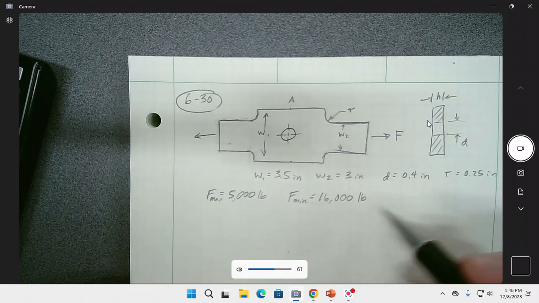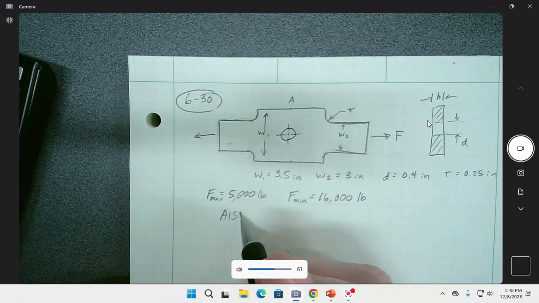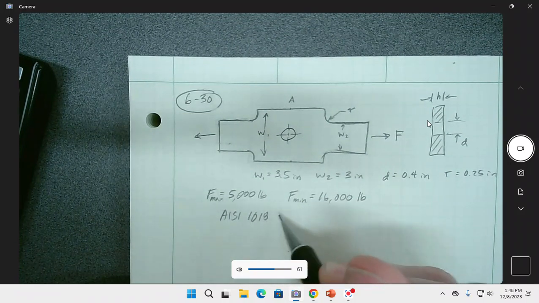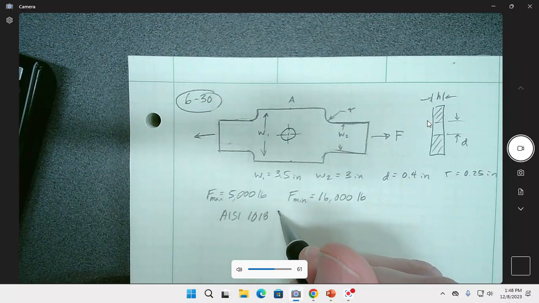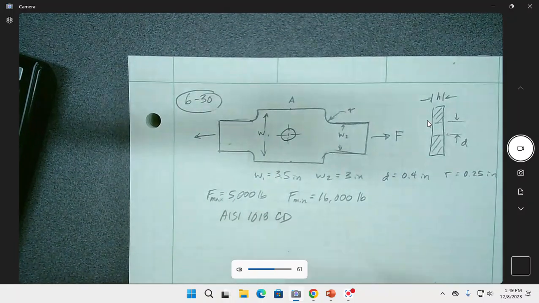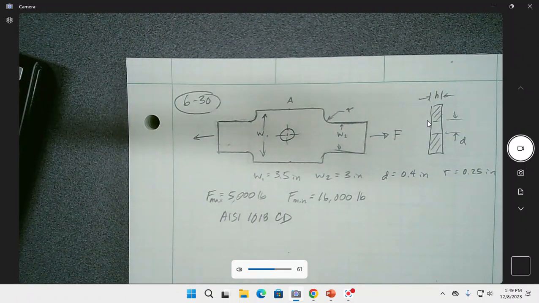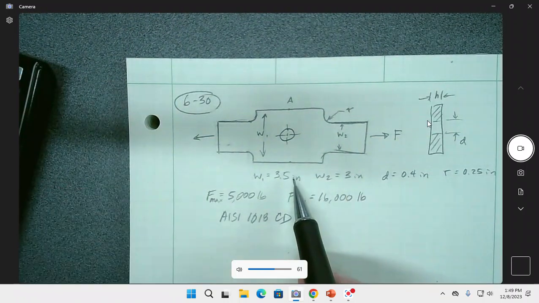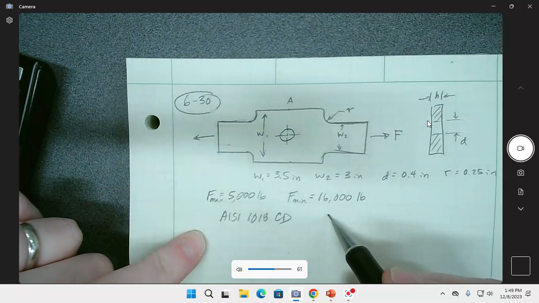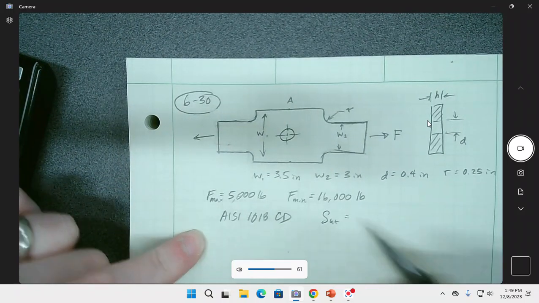And then we also have AISI 1018 cold drawn. All right, so we got some things that we can take care of right away. We will get the material properties. We need the ultimate strength.